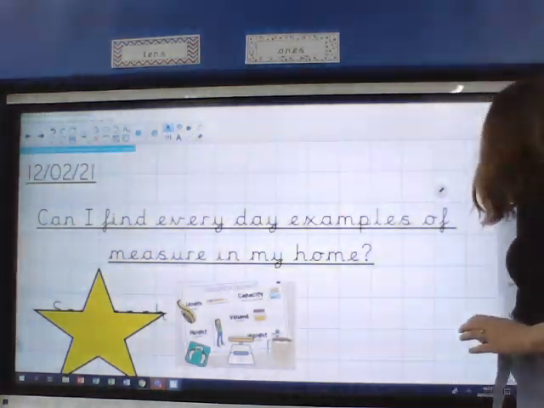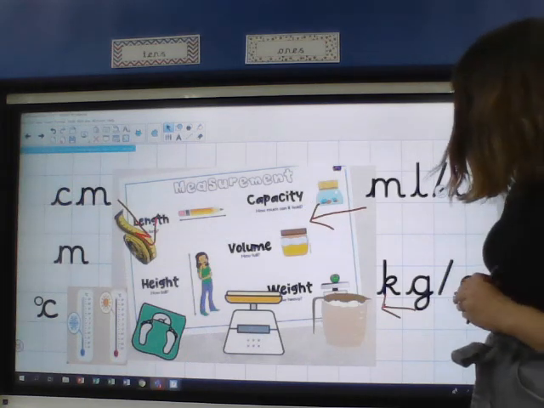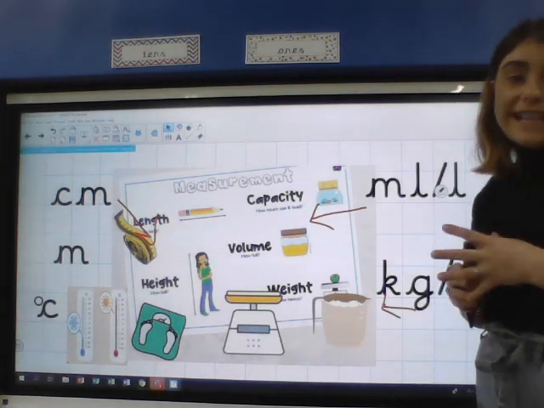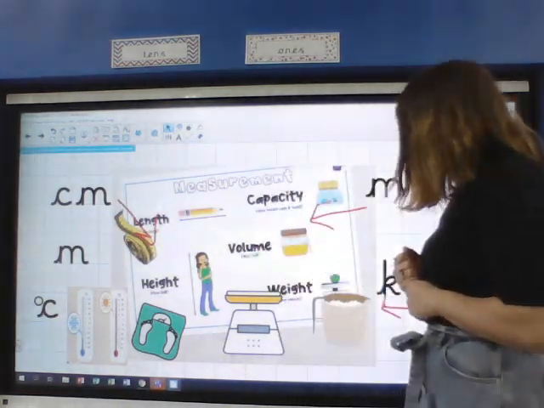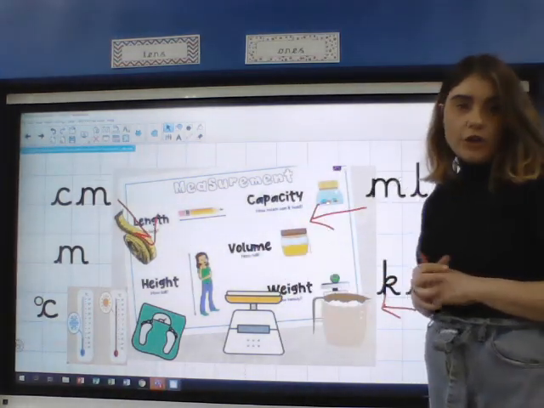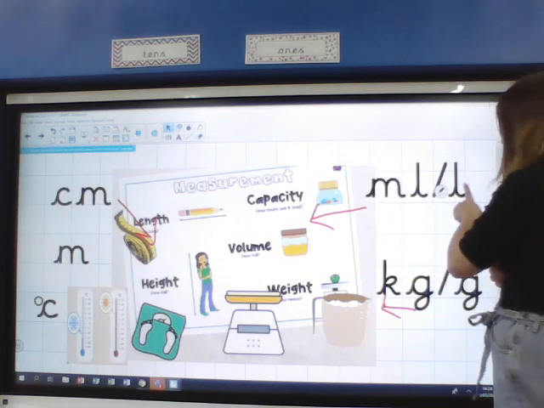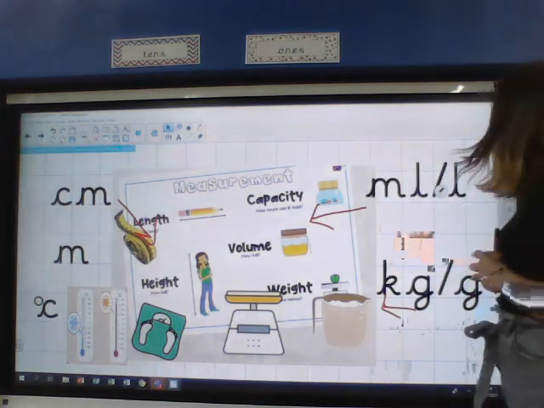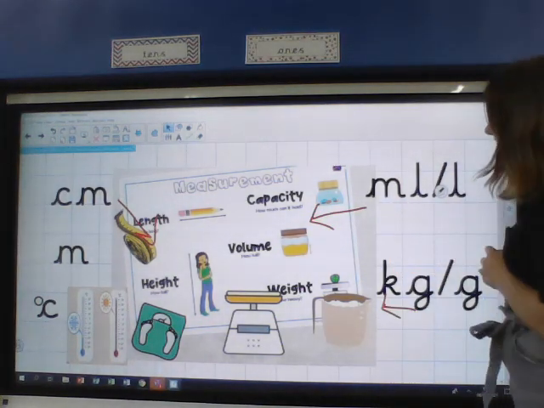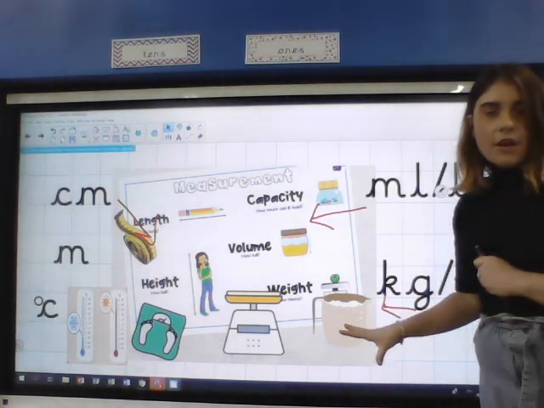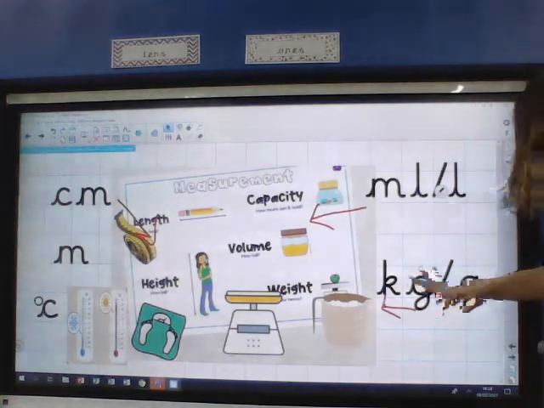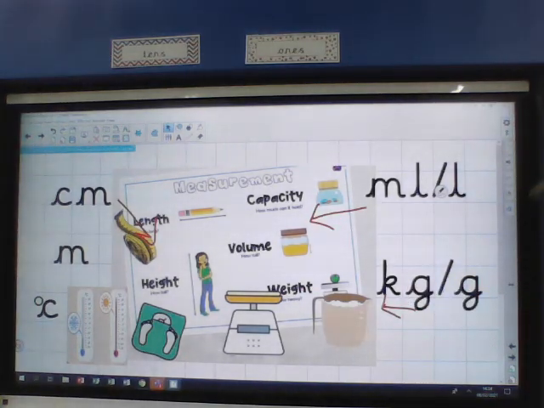So let's have a look at the different units of measure. If we're measuring length, we measure in centimetres or metres. What about capacity and volume then? Can you remember what ml and L stand for? We measure in millilitres and litres. What about weight then? If we're measuring weight, what are we measuring in? Kilograms and grams.